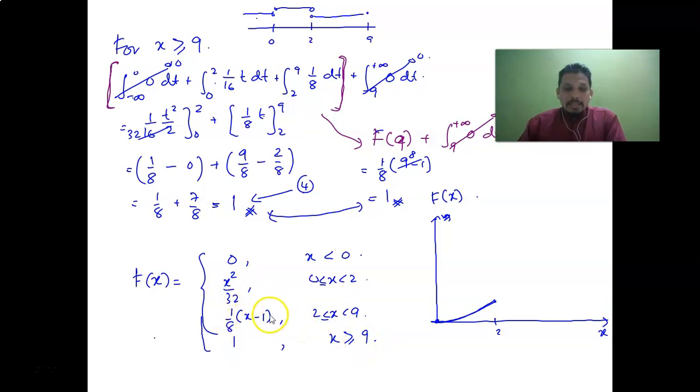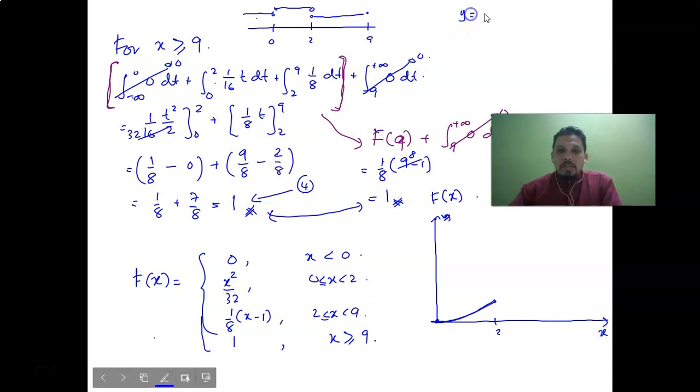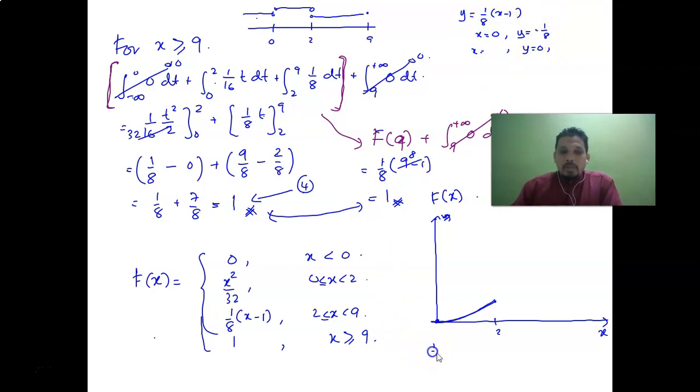Then next is 1 over 8, x minus 1. This is linear, so you can sketch the graph of this on the other paper. Or let's say I come up with y equal to 1 over 8, x minus 1. Then when x equal to 0, y equal to negative 1 over 8. And when y equal to 0, just imagine that here, 1 over 8, x minus 1 equal to 0.